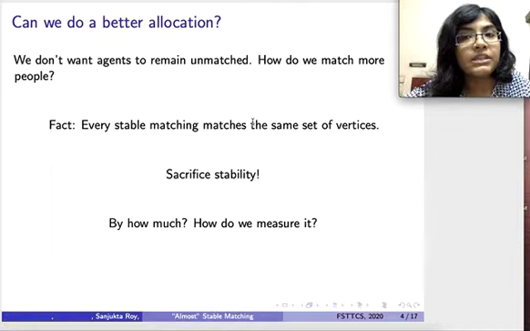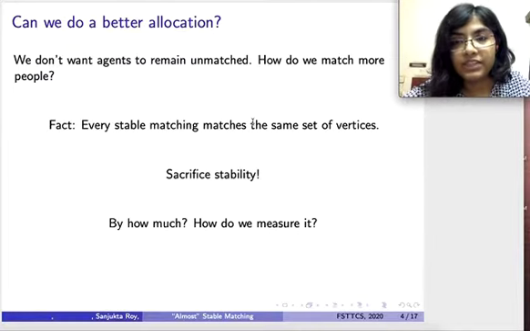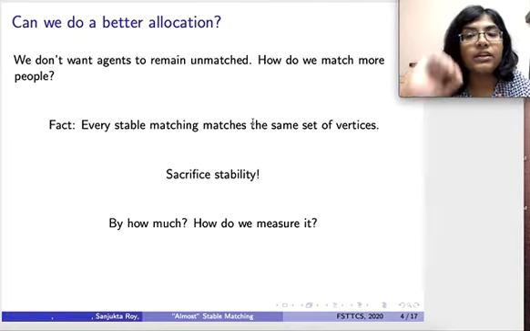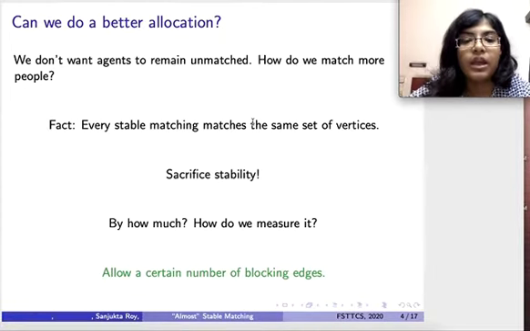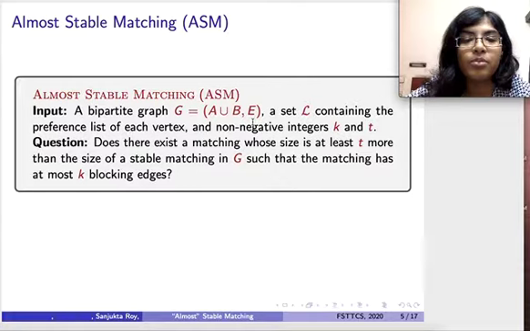We define stability by saying that there is no blocking edge. So if there is no blocking edge, then it is stable. So if we sacrifice stability, that means we allow a small number of blocking edges. And this is the measure of how much stability we're sacrificing. But okay, so let's define this problem formally.